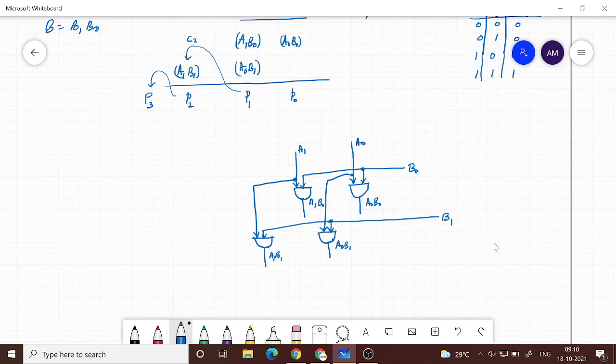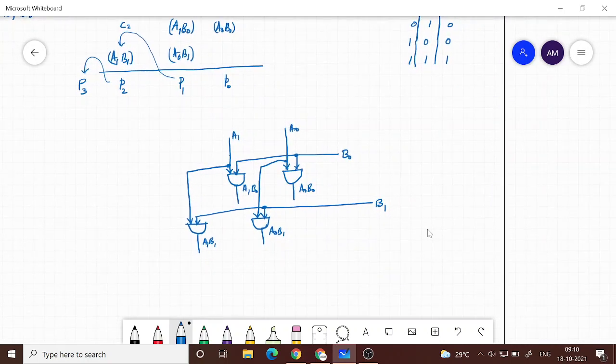P0 is basically this itself. You don't need to do anything. So this itself is your P0, the first bit of the product. For the second bit of the product, we need to add these two numbers, and to add them I can use a half adder. I don't need a full adder because there are only two bits to add, one is this and the other is this. That will generate two outputs, one is P1, the other is a carry output.